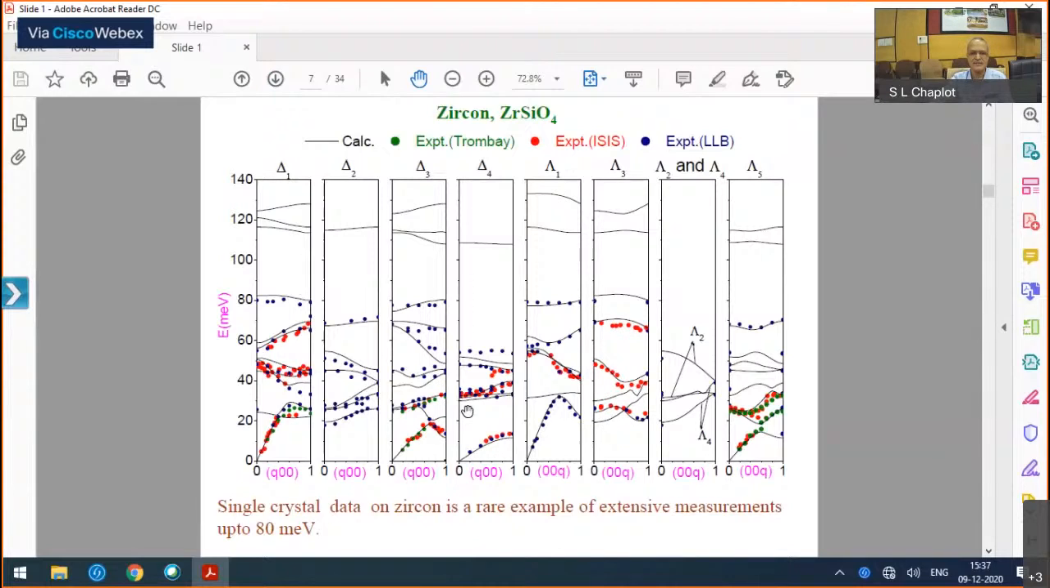So now to do such a thing, one needs to really develop the lattice dynamics models or the theory better. And in fact, a variety of different kinds of calculations are done, from empirical models to density functional theory.